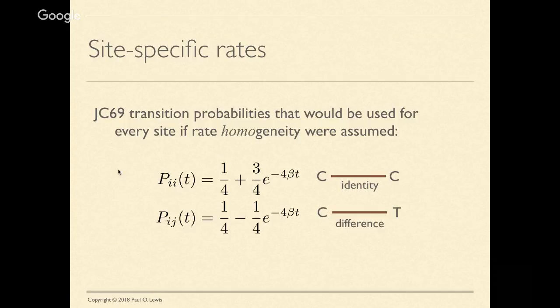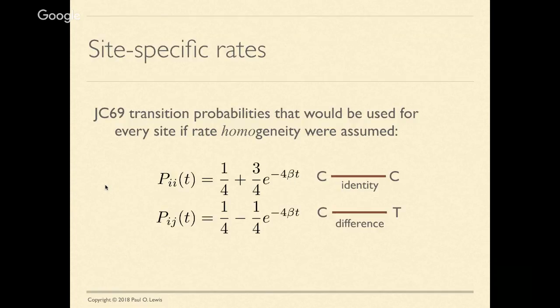So the site-specific rates approach: how do you actually implement this if you're calculating the likelihood? I'll go back to the Jukes-Cantor model since we've already talked about the formula for transition probabilities. So we have this formula if you have the same state at both ends of a branch, and this formula if there's a difference across a branch. I don't have the branch length here, but I have the rates that were in the rate matrix.